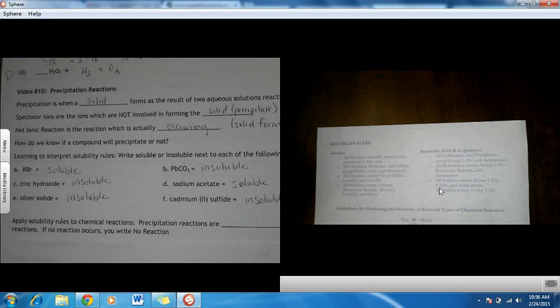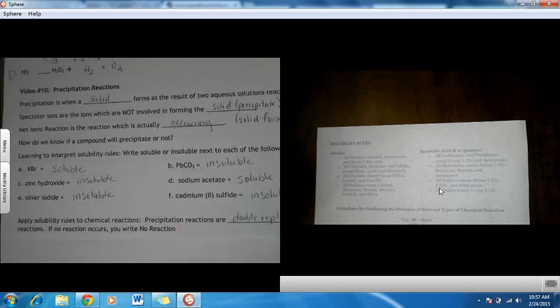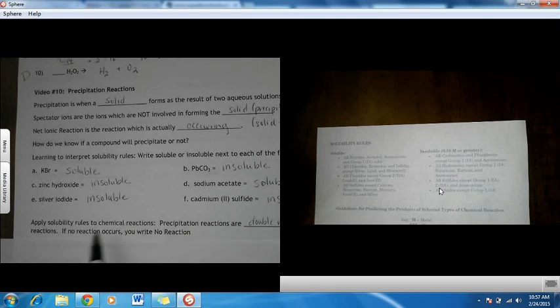Okay, so precipitation reactions are just double replacement reactions. If no reaction occurs, you would write no reaction. And we know that no reaction would occur if all products are soluble. So first we have to determine what the products are of the reaction. And so we have to write balanced reactions for these.